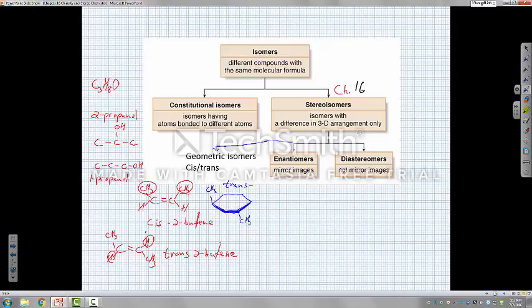Well, first off, enantiomers and diastereomers require the presence of a chiral carbon. Okay, well, what does that mean? So I'll just say here requires a chiral carbon. This is pronounced chiral, with a hard K sound. And then there's two main types, enantiomers, which happen to be mirror images of one another.